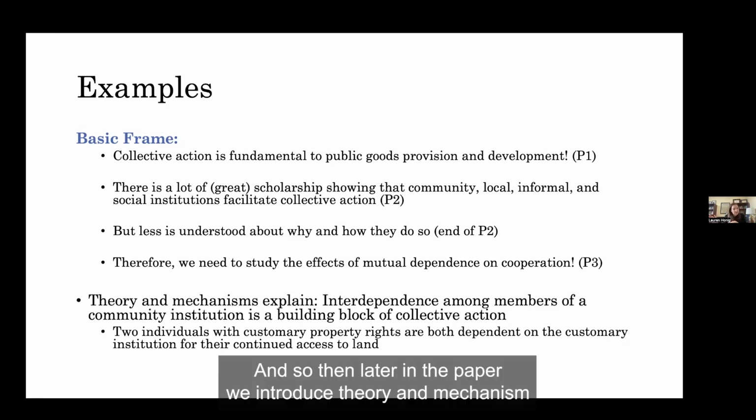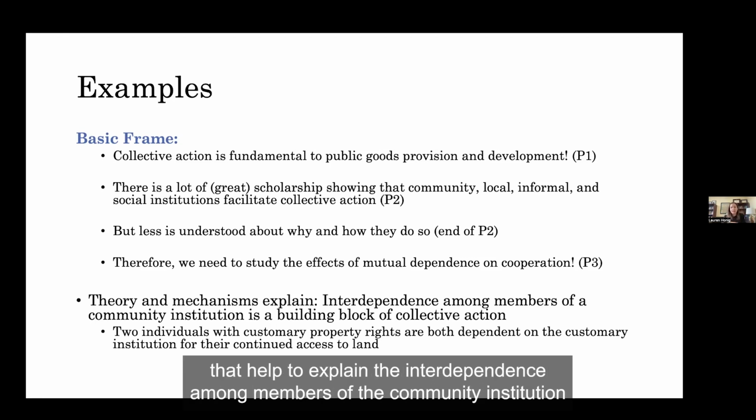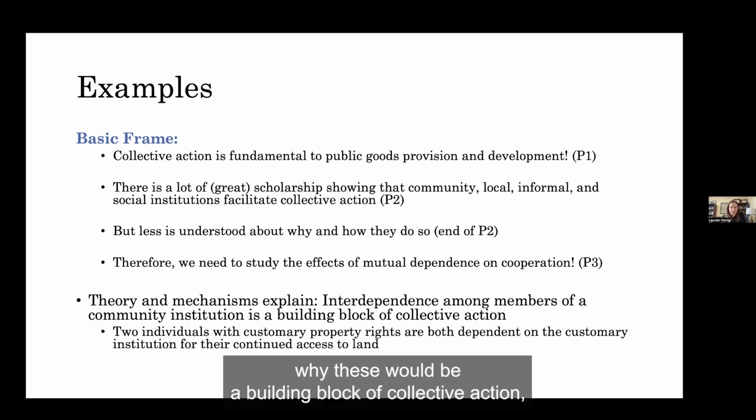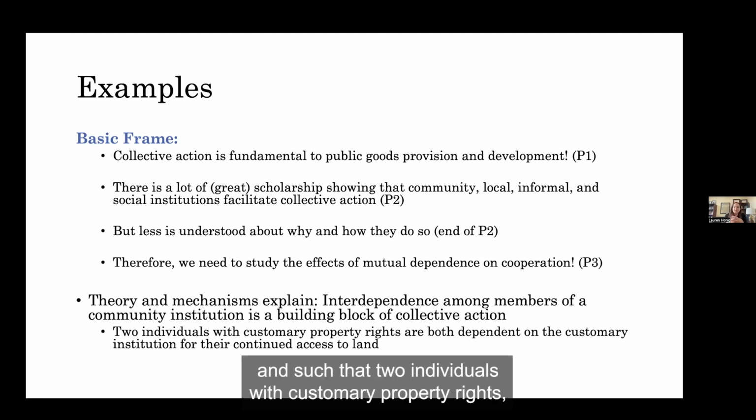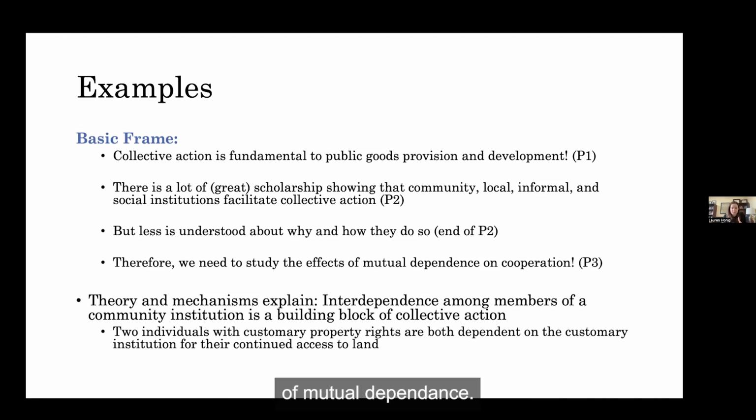Okay, and so then later in the paper, we introduce theory and mechanisms that help to explain the interdependence among members of the community institution, why these would be a building block of collective action, why these would contribute to collective action. And such that two individuals with customary property rights, they're both dependent on the customary institution for their continued access to land, and therefore are in a situation of mutual dependence.